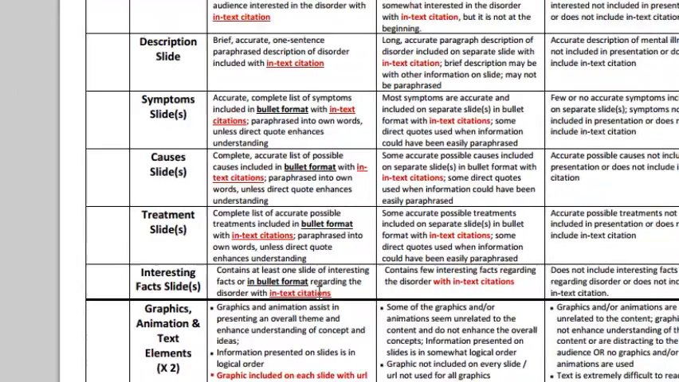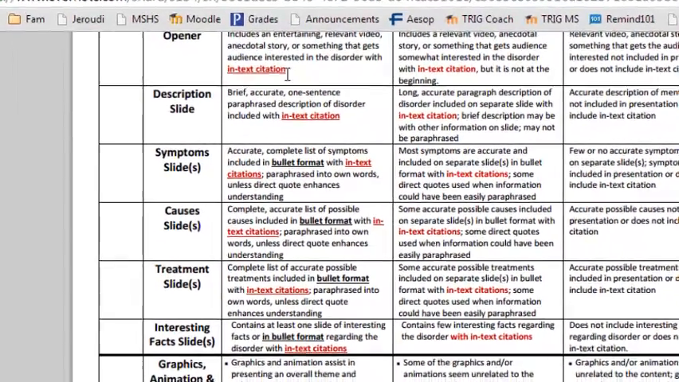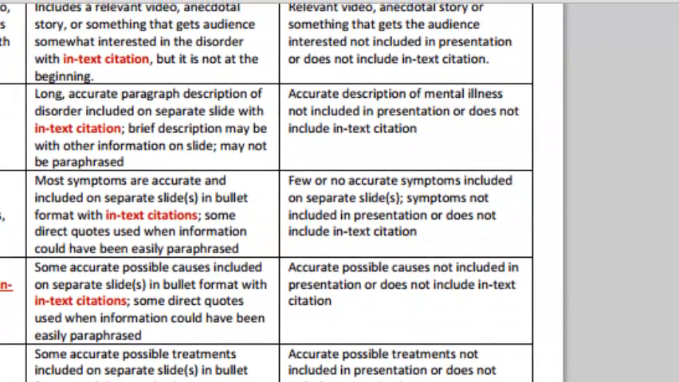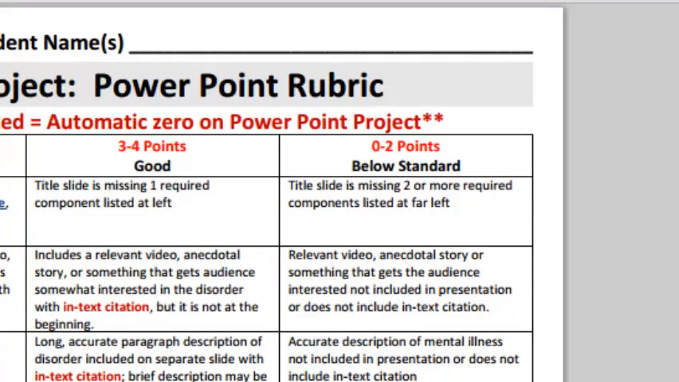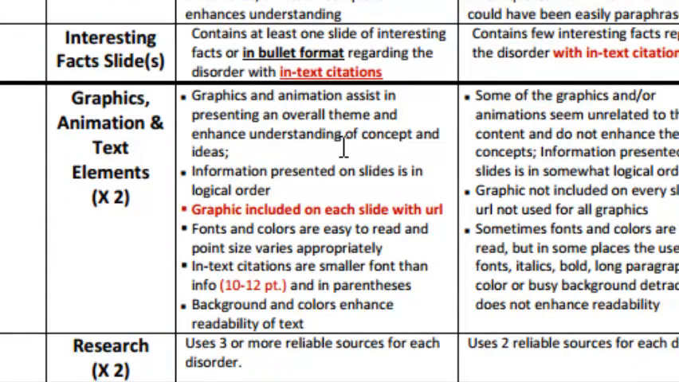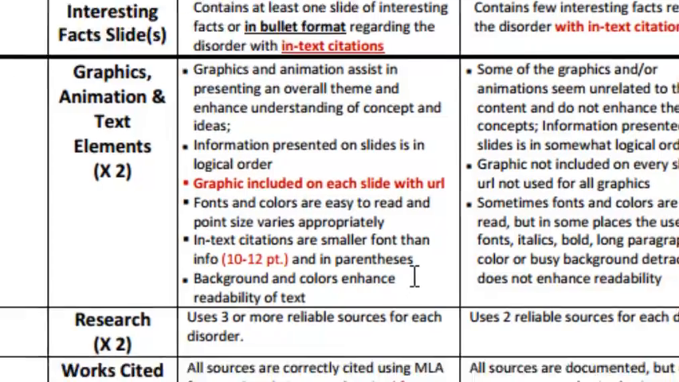Notice that each one of these slides, each one of these categories has an in-text citation as an expectation. If you are missing an in-text citation, you are all the way down here into the 0 to 2 points category. Your graphics, your animations, the elements of your text, it's easy to read, it's logical. Your in-text citations are smaller than the information. I've given you a recommendation here, and here I've got 10 to 12 points. In parentheses, make sure that everything is easy to see, easy to read, the colors that you use, etc.